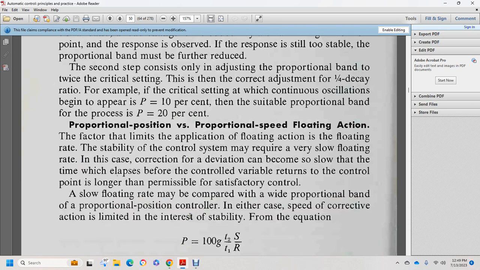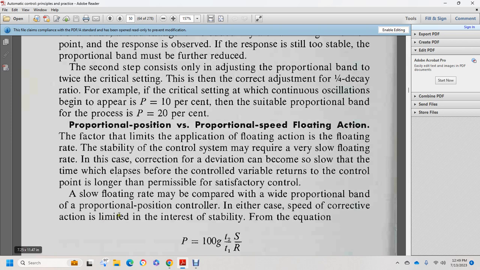Alright, proportional position versus proportional speed floating action. The factor limiting the application of floating rate is the stability of the control system, which may require a very slow floating rate. In this case, the correction of the deviation may be slow to cover the time which elapses before the control variable returns to the control point, longer than permissible for satisfactory control, and you have your slow floating rate compared with the wide proportional band with proportional position control.